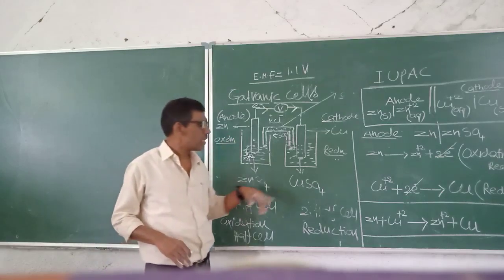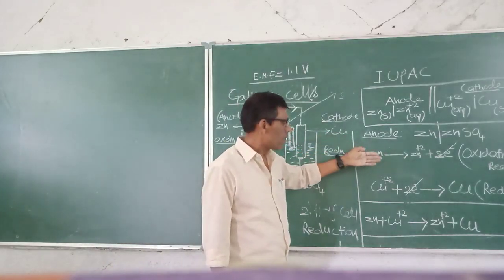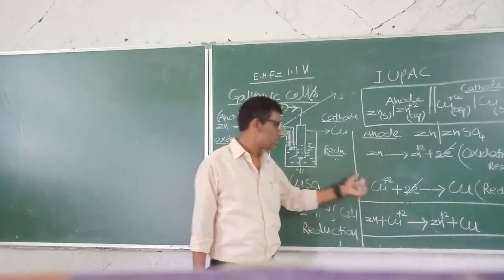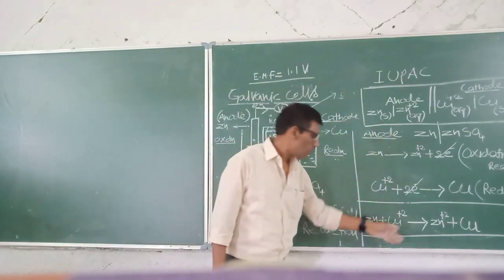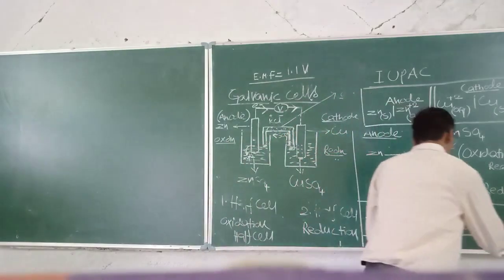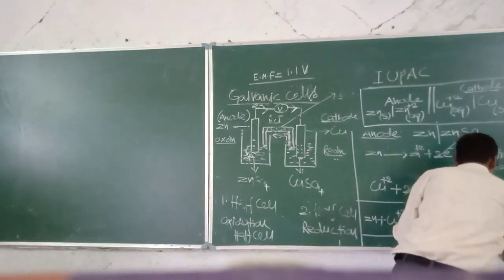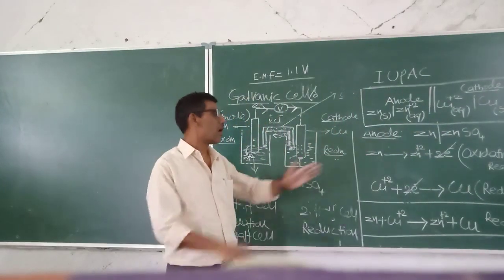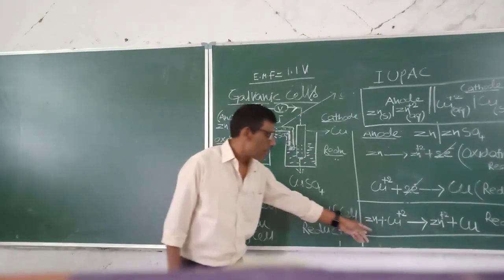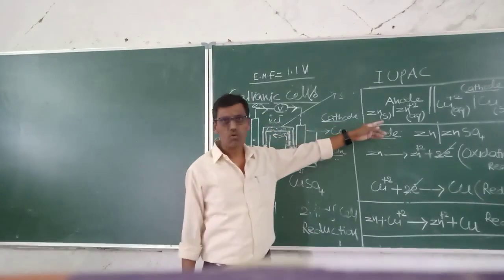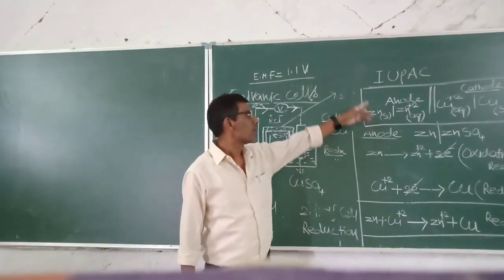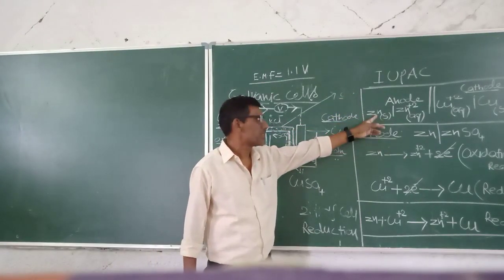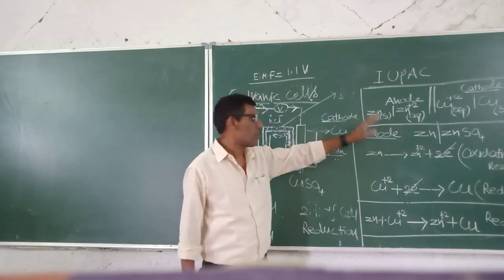We have discussed the oxidation reaction taking place at the anode, the reduction reaction taking place at the cathode, and the overall redox reaction. How do you get the redox reaction of the cell? Combine the oxidation and the reduction reactions and you will get the redox reaction. And we have discussed how to represent the cell on paper, as given by IUPAC. This is how we represent any electrochemical cell.